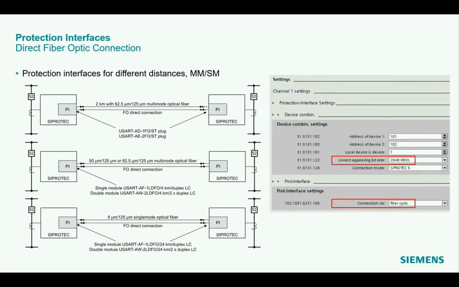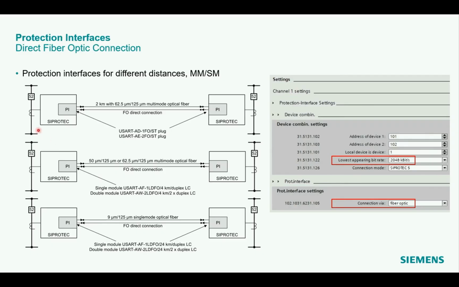Coming back to the CPROTEC 5 direct fiber optic modules, depending on the distance to be covered and the type of the fiber optic available, different types of multimode or single mode modules can be selected. The settings in DIGSI 5 are shown on the right-hand side. For direct fiber optic connections, we recommend to set the lowest appearing bitrate to 2 megabits per second.